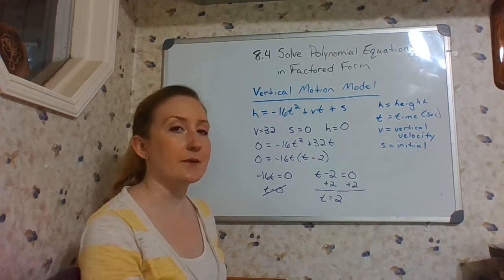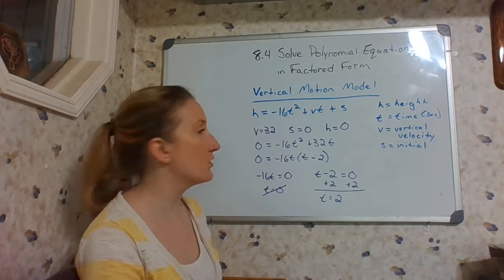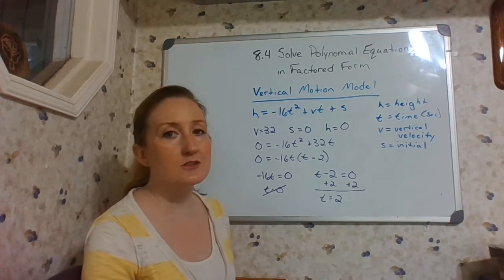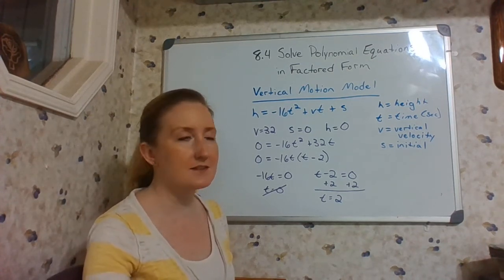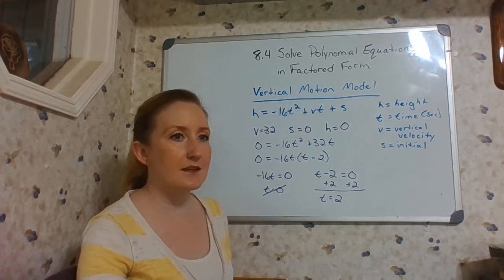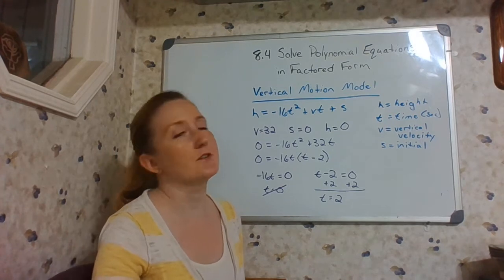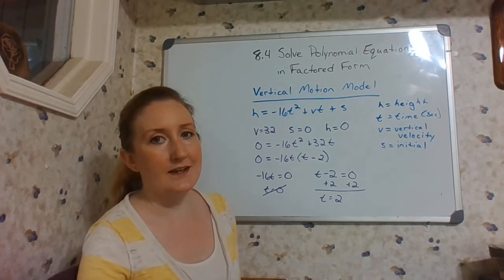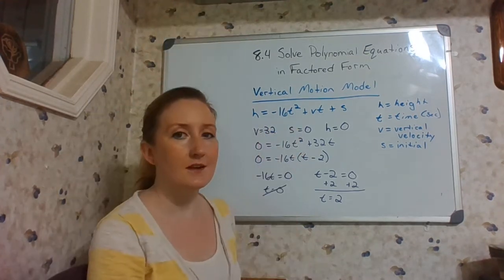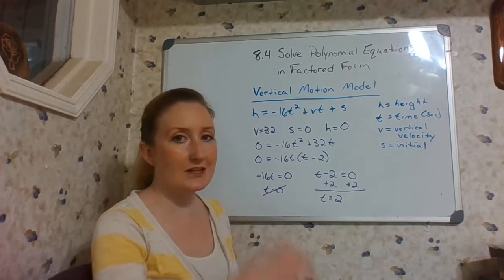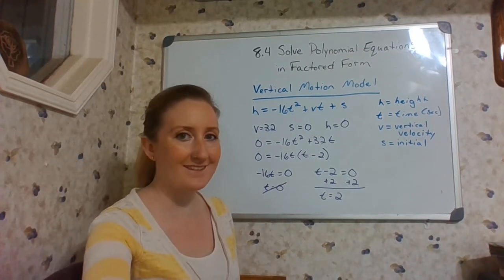So there we go. This is the use of a vertical motion model. You can use this same equation for lots of things. In science, they use it for rockets, or you can use it if you're doing trajectory for a basketball, if you're shooting hoops. So there's lots of different uses for this.